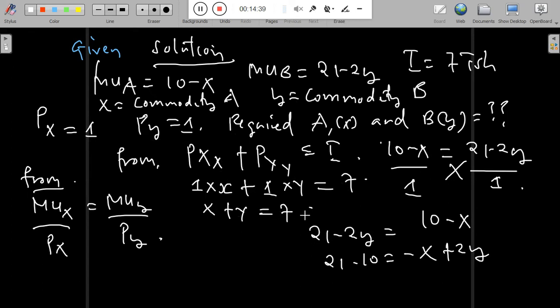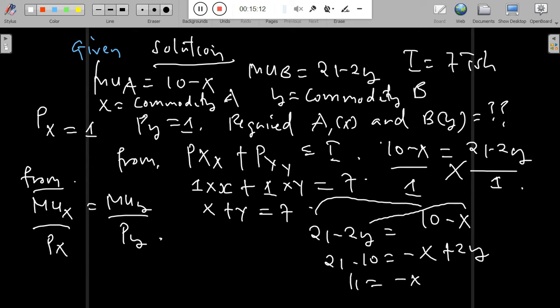Now from the budget constraint, price of x times x plus price of y times y is equal to income. So we plug in the price of x is 1 times x and 1 times y is equal to 7. Let us take the marginal utility of x over price of x equal to the marginal utility of y over price of y, so as you can solve the equation. This will give you 21 minus 2y is equal to 10 minus x, and 21 minus 10 is equal to negative x plus 2y.